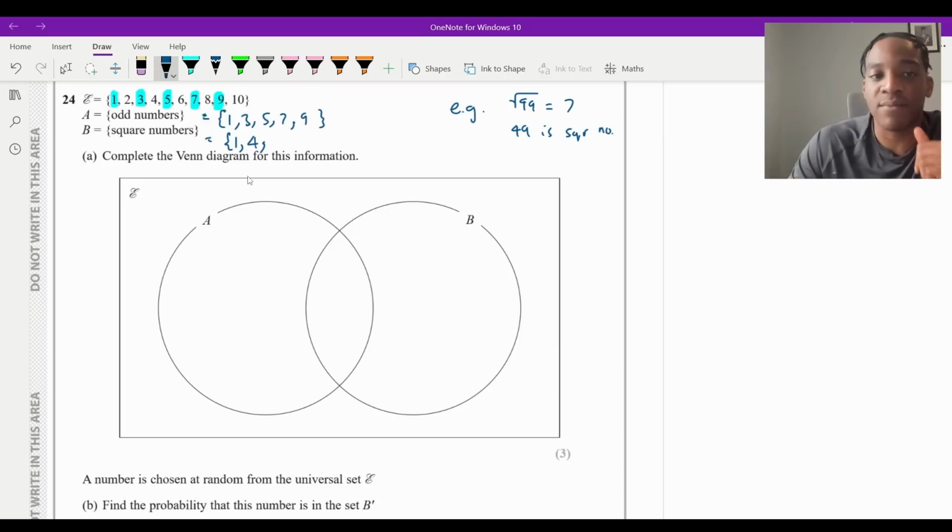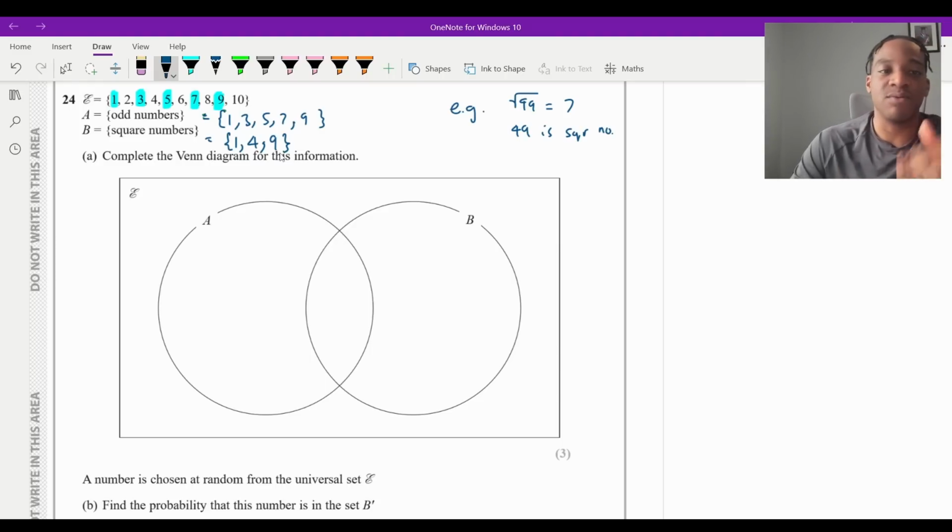That is definitely a square number. Now, 5 isn't, 6 isn't, 7 isn't, 8 isn't. The square root of 9 is 3. So therefore, 9 is also a square number. And 10 doesn't have an integer as a square root. So these are the numbers that are square numbers: 1, 4, and 9.